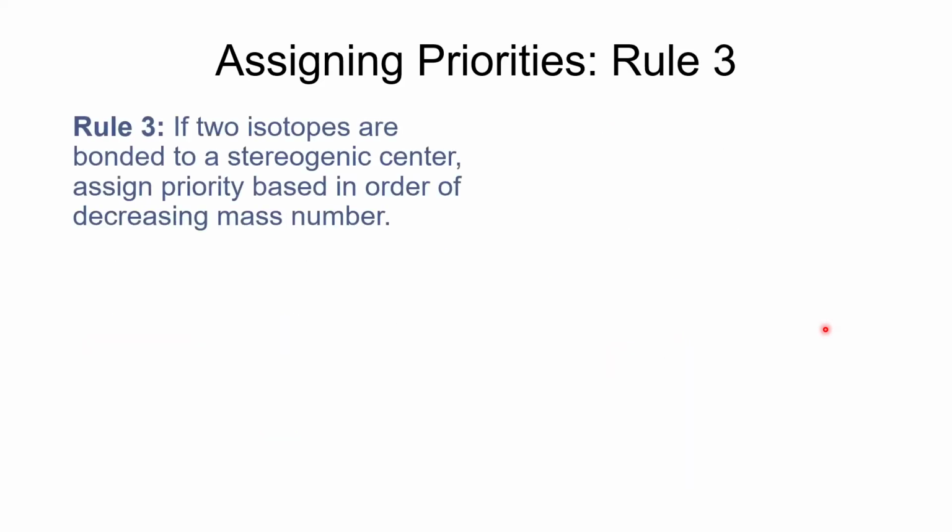For rule 3, if we've got isotopes. Now, we don't do a lot of isotopes, but occasionally there are isotope studies when you are looking at molecules. You may want to label a particular atom with an isotope. There's all kinds of cool tricks you can do with that. If you've got 2 isotopes bonded to a stereogenic center, assign the priority based on the order of decreasing atomic mass.